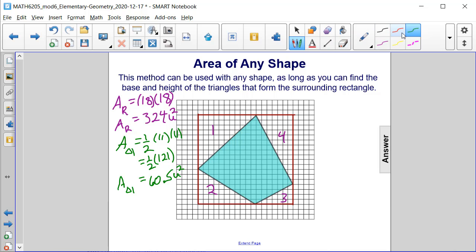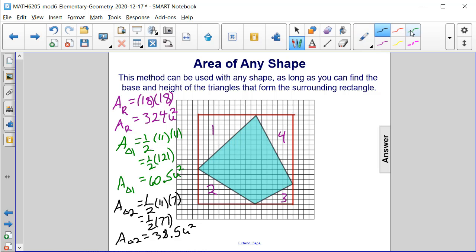All right, now let's try triangle 2. So the area of triangle 2 is again going to be 1/2. Its base is of length 1, 2, 3, 4, 5, 6, 7, 8, 9, 10, 11. And its height is of length 1, 2, 3, 4, 5, 6, 7. So that's half of 77, which is 38.5 square units. So that's the area of triangle 2.